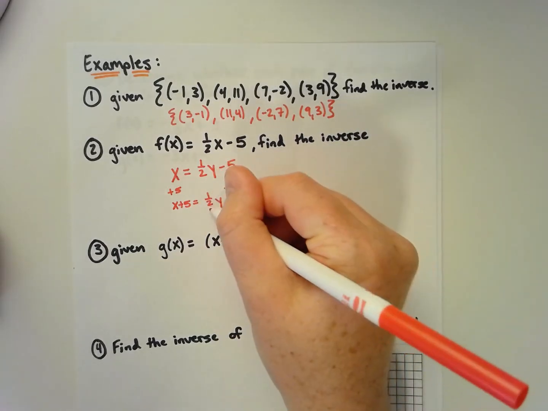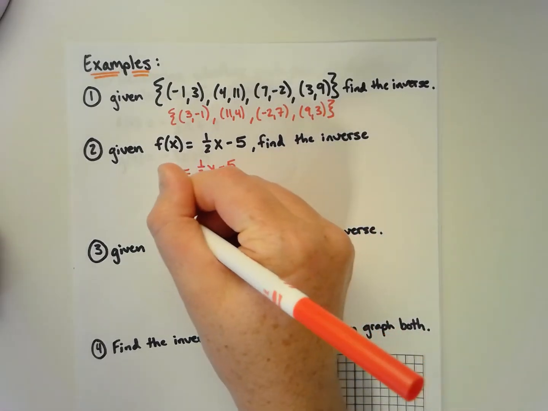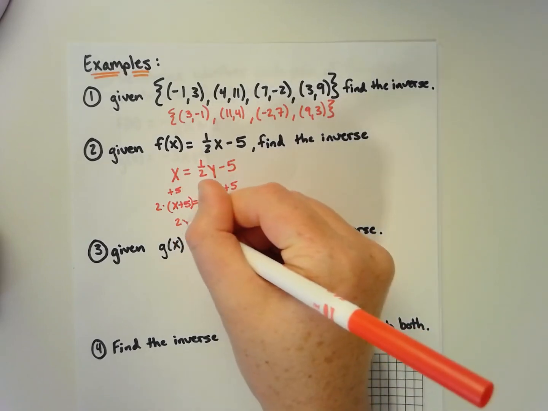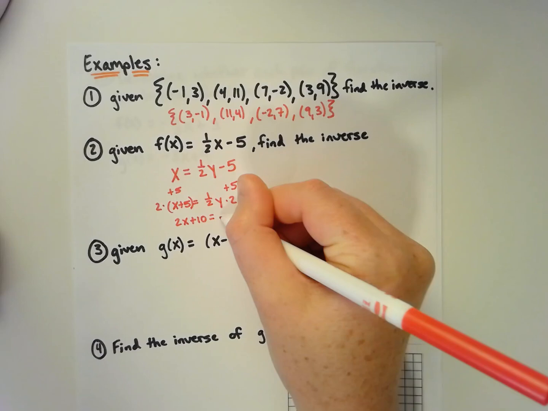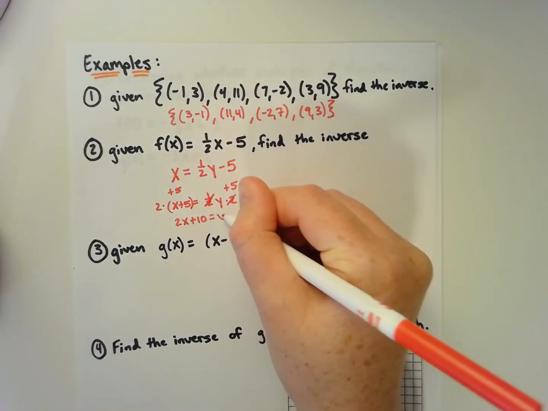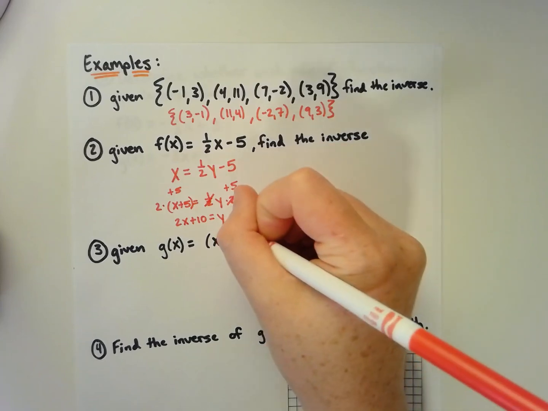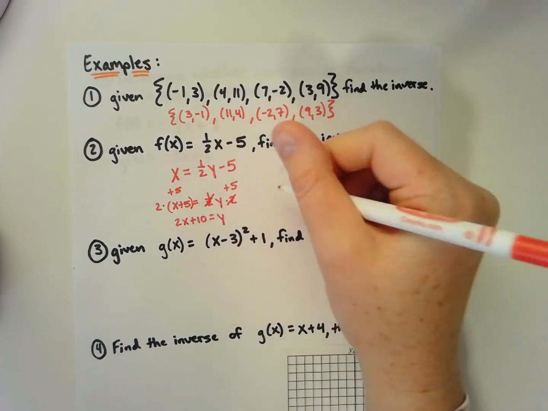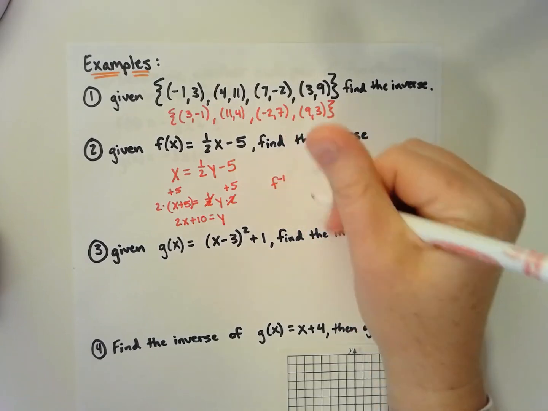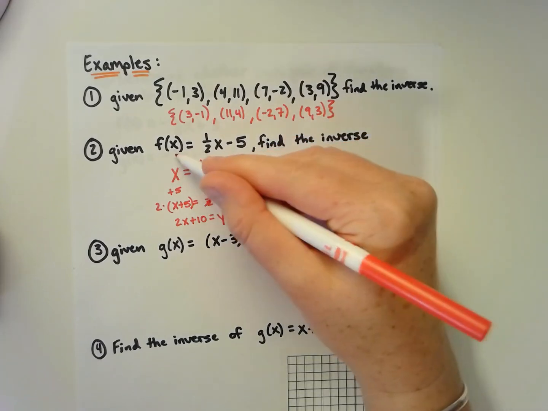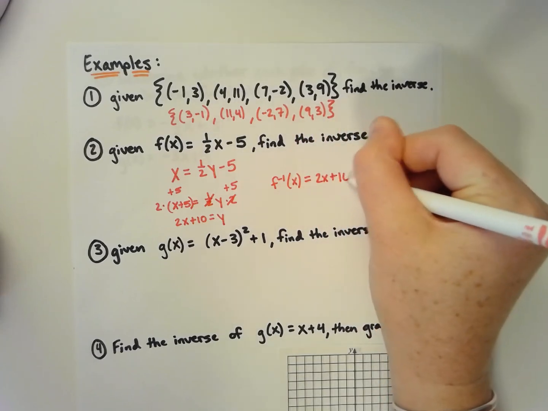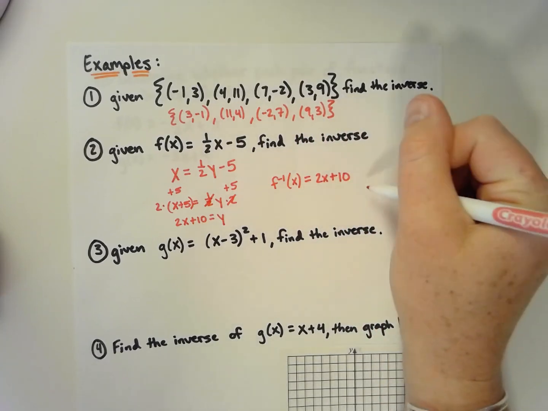Well, then I need to get rid of 1 half. So I'm going to multiply both sides by 2. I need to multiply everything over there on the left. So that's 2x plus 10. And then the 2 would go away when I multiplied by 1 half. So that's just equal to y. But then that third step when we're solving is to rewrite it in inverse notation. So that's just labeling that you have now found the inverse of this function f. That's all that means. And then we're finished.